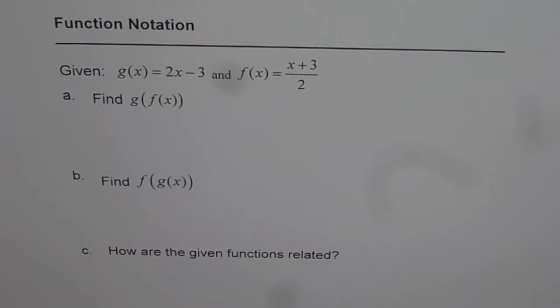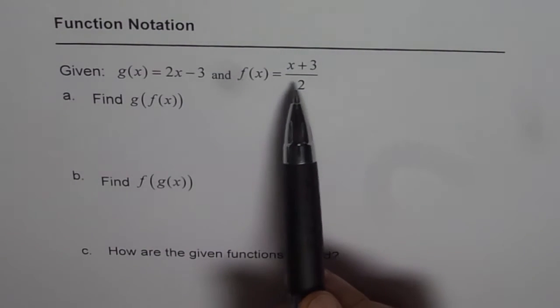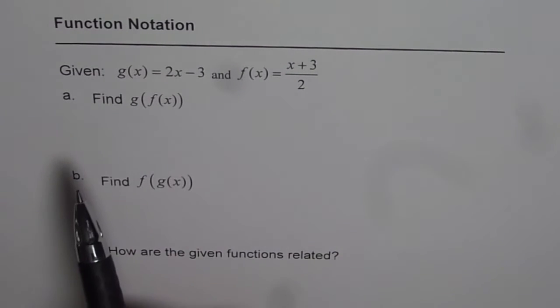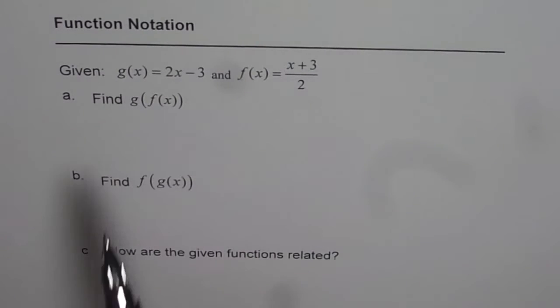Here's another example on function of function. We are given g of x equals 2x minus 3 and f of x equals (x plus 3) divided by 2. We need to find the value of g of f of x, and the value of f of g of x, and then answer how the given functions are related. Now let's look into it.